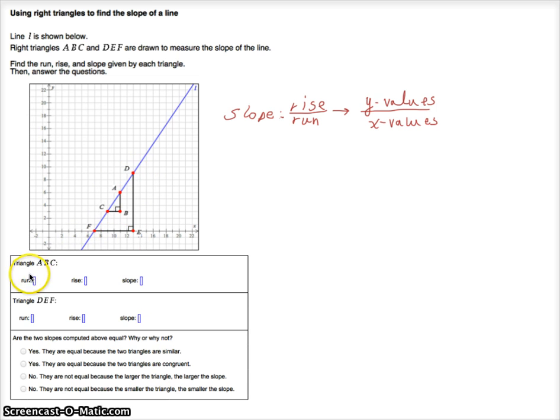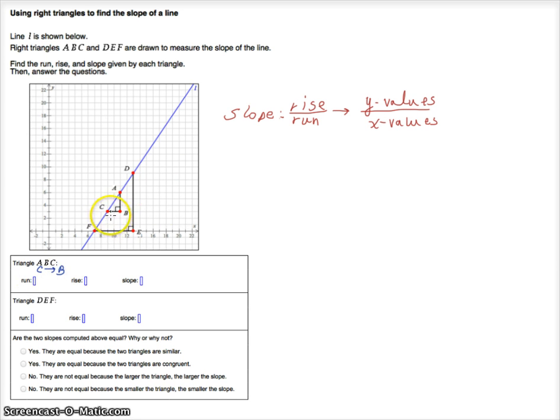So let's look at the first triangle ABC. Triangles are labeled by the points, and you see that the points have been made on the graph for you, and they're labeled A, B, and C. The first thing they ask us to find is the run. Our run is going to be from C to B. So we're going to travel from point C to point B.